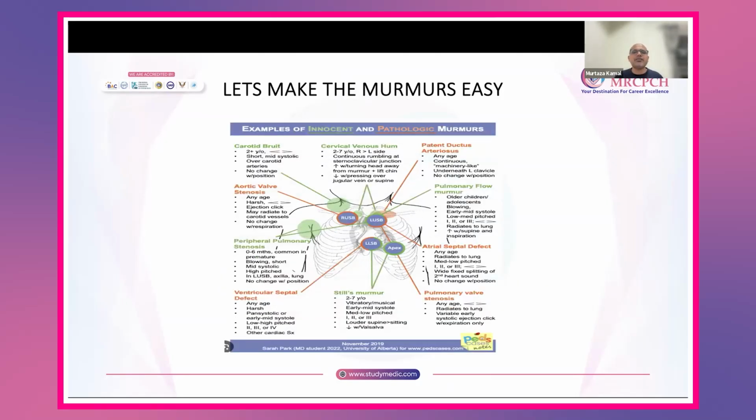So for the murmurs, what I want you all to be very much sure of is this: I'll explain the murmurs in a simple fashion so that you can apply it. For the systolic murmur, first we have to classify all murmurs as either systolic, diastolic, or continuous. Then we will move on to the systolic murmur. There are only two types of systolic murmur: either a pansystolic murmur or an ejection systolic murmur.